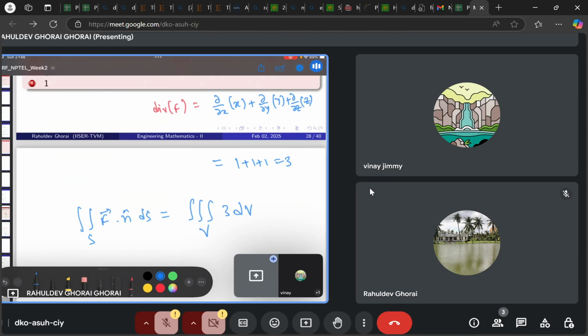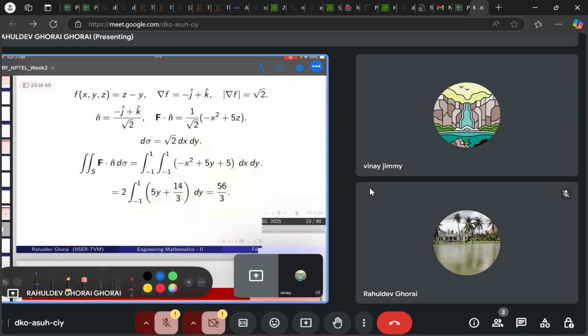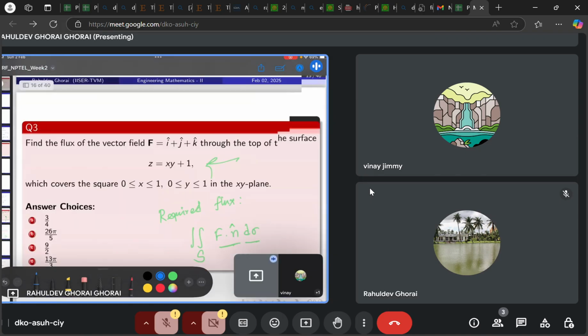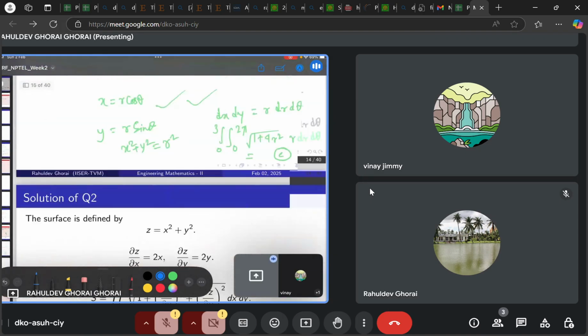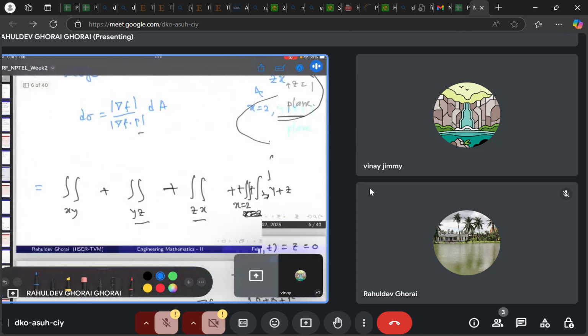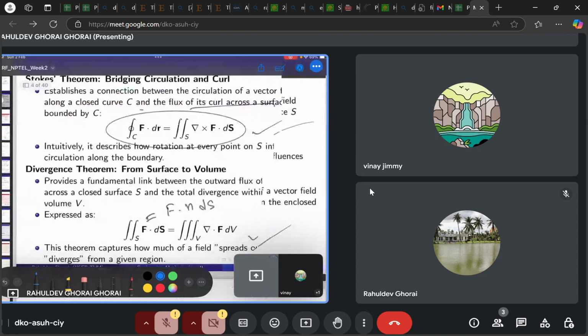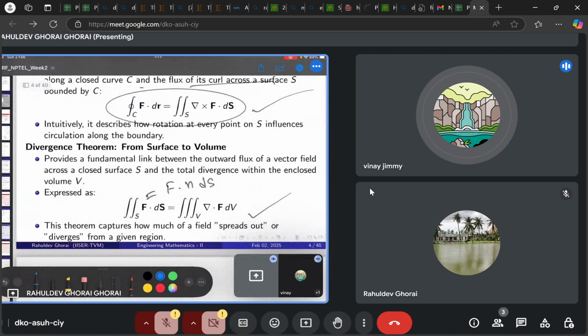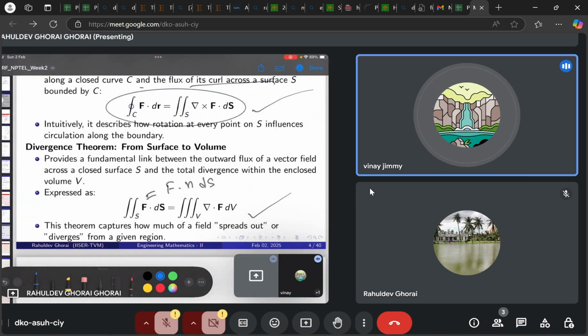You have studied that, and you have also studied this, right? Both you have studied. So what are the formulas you were telling me? The formulas are these. F dot n dS.